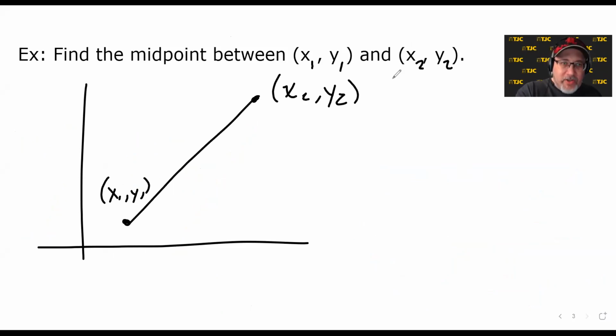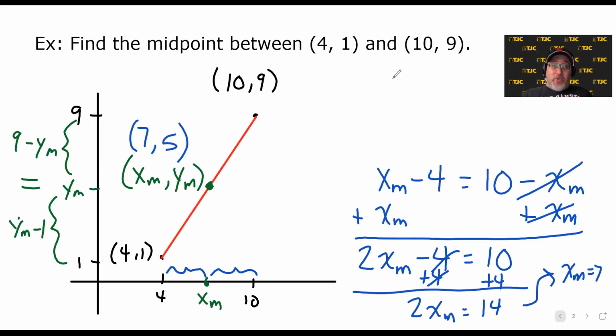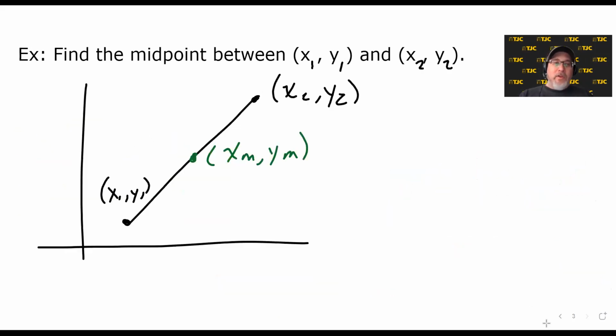Label the midpoint something generic, like xm, ym, and see if we can play the same game that we did before, like back here on the x-axis when we put the xm between the 4 and the 10. In case you're not sure where I'm talking about, right here. And then from that, we said, well, the distance between xm and 4 has to be the same as the distance between 10 and xm. Solve that equation for xm. And if we do that generically, we'll have our formula.